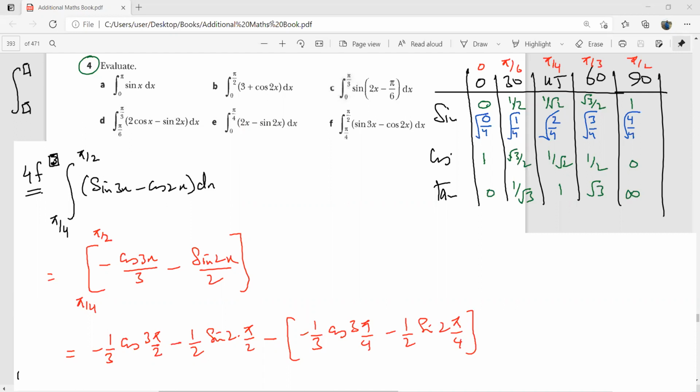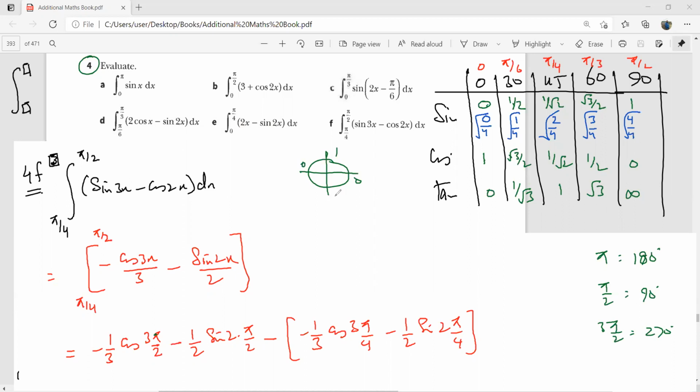Now these angles are going beyond pi here. Don't worry. 3 pi by 2. If you remember that pi is the same as 180 degrees, you know that pi by 2 refers to 90 degrees. So 3 pi by 2 refers to 270 degrees. And if you remember, your sine is 0 here, 1 here, 0 here.